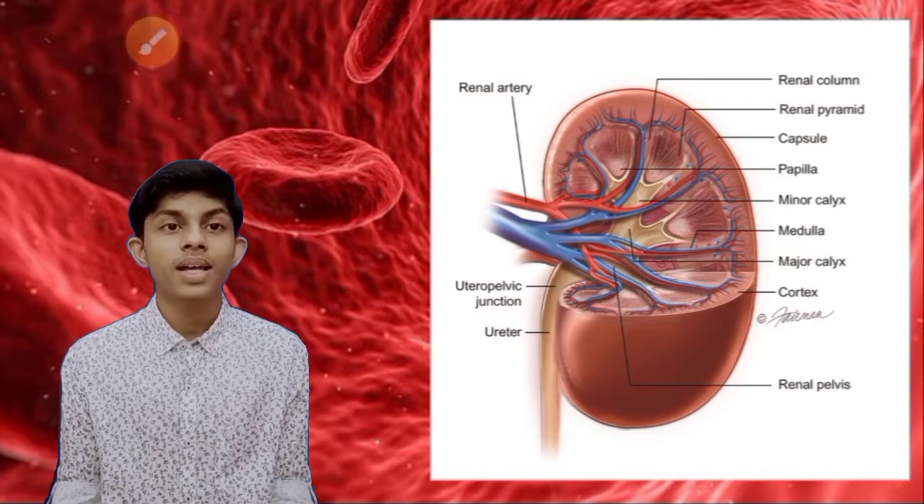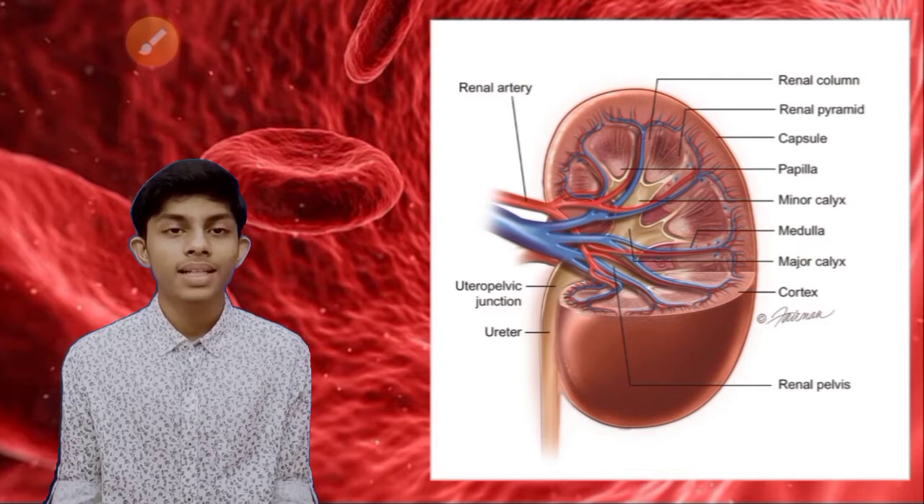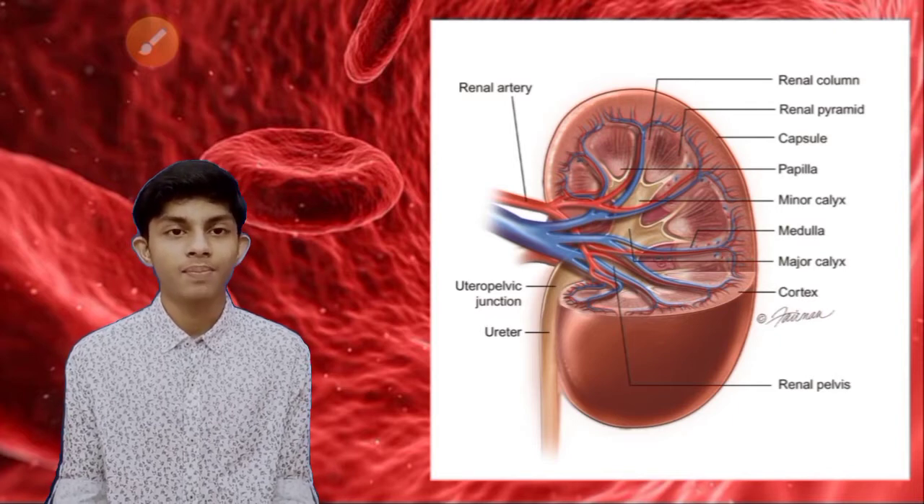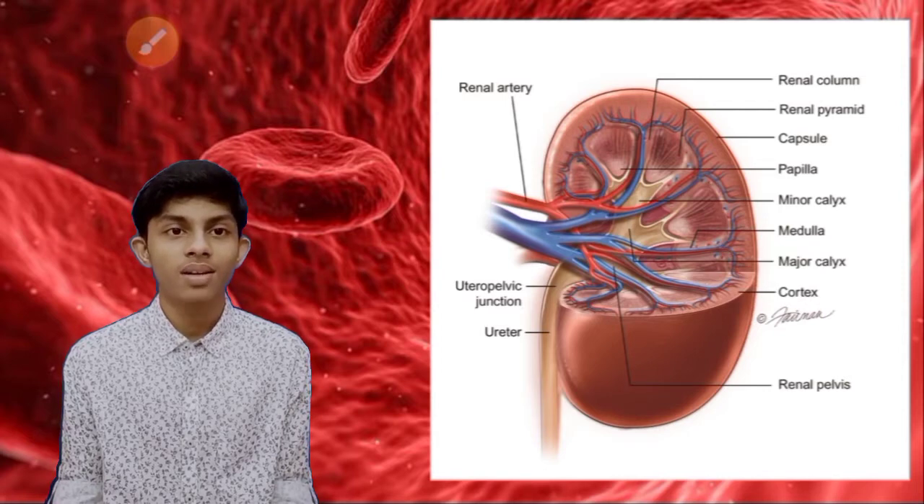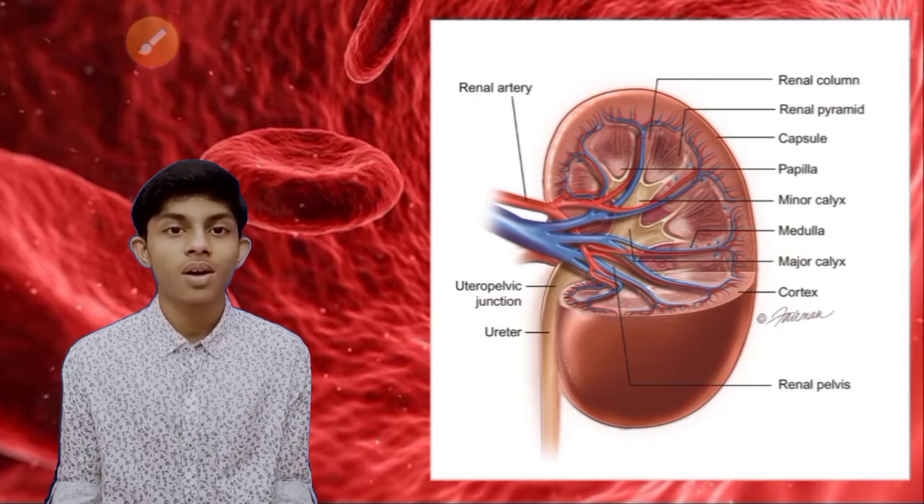Towards the center of the inner concave surface of the kidney is a notch called hilum, through which ureter, blood vessels and nerves enter. Inner to the hilum is a broad funnel-shaped space called the renal pelvis with projections called calyx.